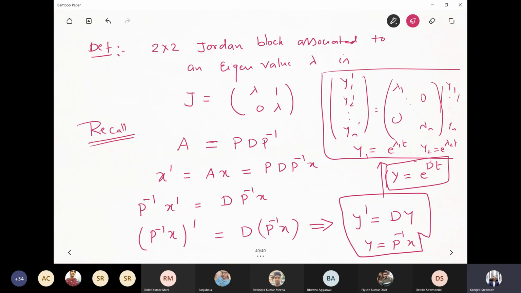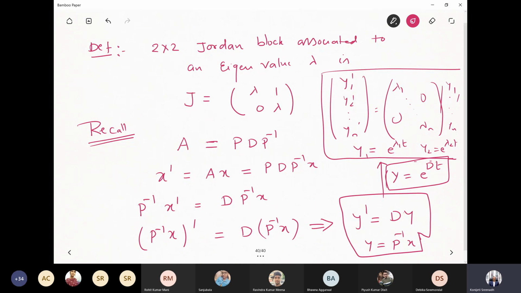Okay, so what we are doing from the differential equations point of view here is, you have a system of equations, and we are converting that into a system of decoupled equations. Decoupled means there is no coupling here. y1 prime depends on y1 only, y2 prime depends on y2 only. So if the matrix A is a diagonalizable matrix, then we know that the system is completely decoupled.